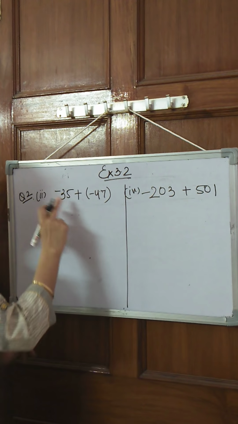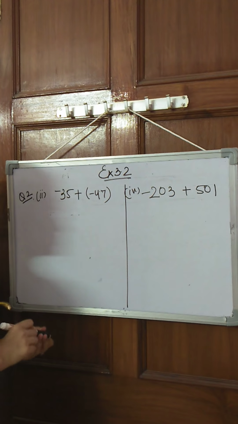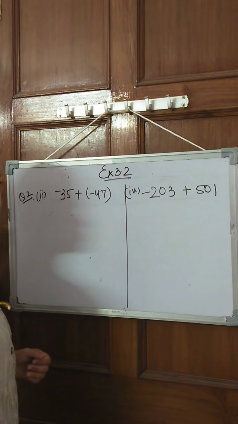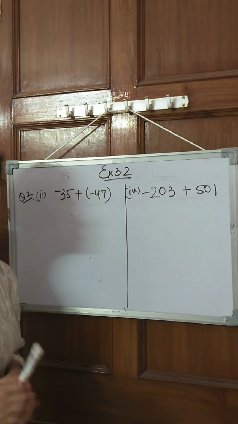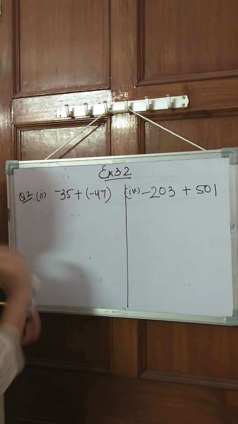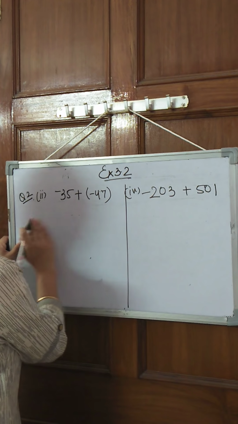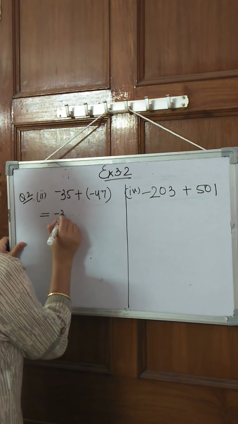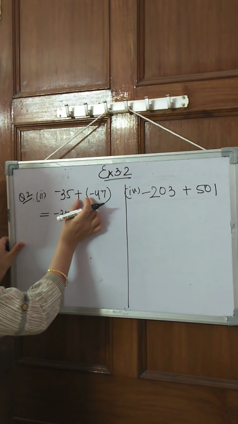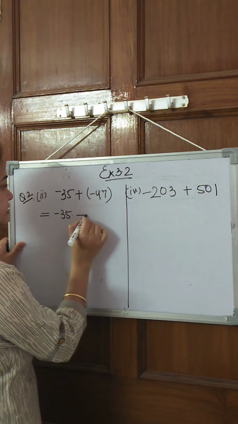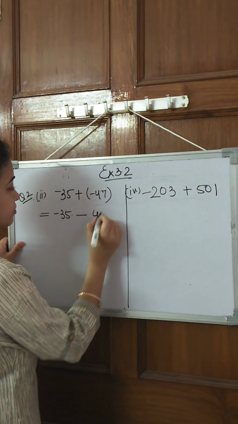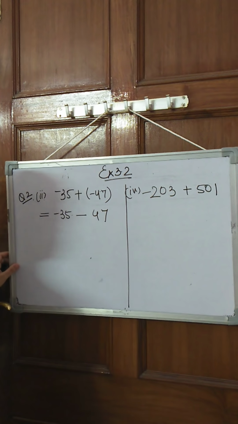Again, isn't it same as the previous one, minus 6 plus minus 2? Yes, the pattern of the question is same, the only difference is they have given you bigger numbers. So first step will remain the same, minus 35 as it is. I have to solve this bracket which says plus minus opposite sign, subtracts them, so minus 47.